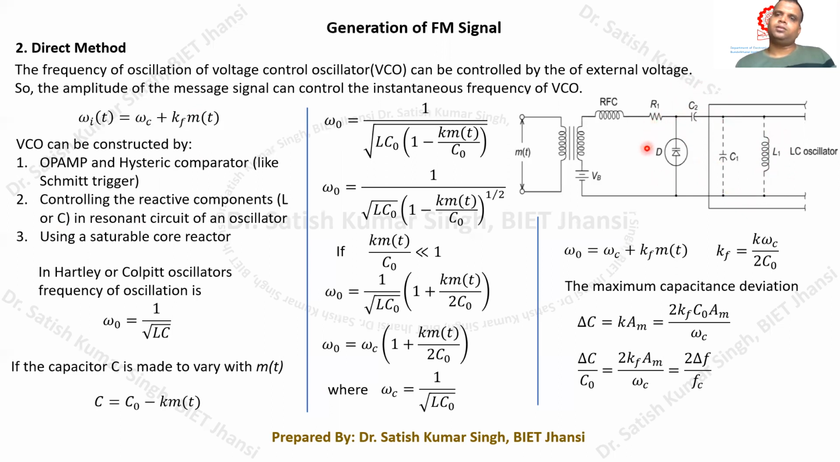Here we have one diode, which is called the varactor diode. Those of you from an electronics background must have studied the varactor diode in electronic devices. Generally any diode has a certain capacitance across its junction, across its depletion layer. Whenever it is operated in reverse bias, and by controlling the amount of reverse bias, we can control the amount of capacitance offered by the diode.